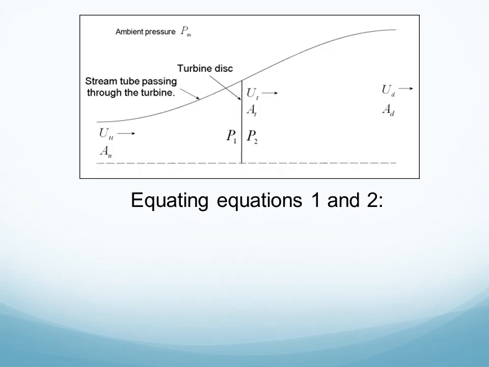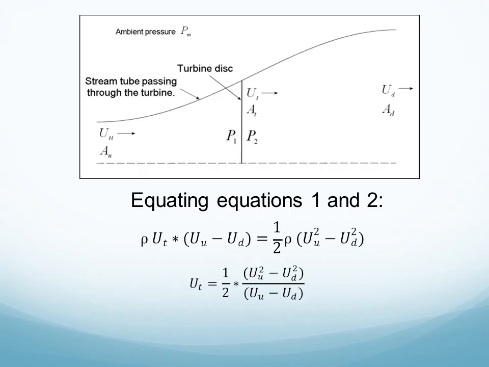So moving on, we had equations 1 and 2 written in terms of the pressure drop P1 minus P2. Setting these equations equal leads to the following expression. And the next step is to solve for the velocity through the turbine, or ut. And what we'll notice is that the expression can be simplified, and so we will divide here by uu minus ud, and we will end up with the following equation, which I will label equation 3.